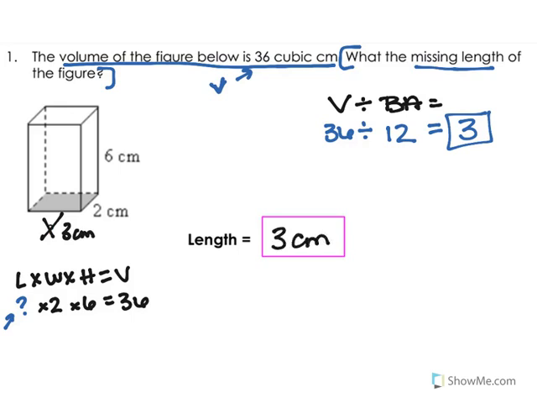We can double check this by plugging in 3 into our volume formula to see if when we solve, we still get 36. Let's see. 3 times 2 is 6, and 6 times 6 equals 36. We know we did it right. So our volume divided by base area formula worked.